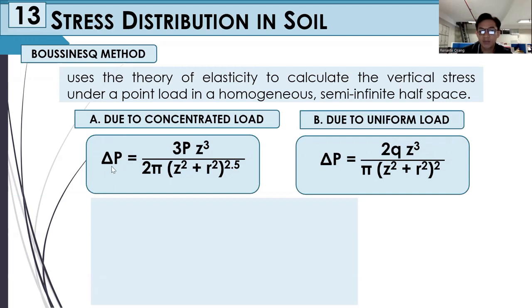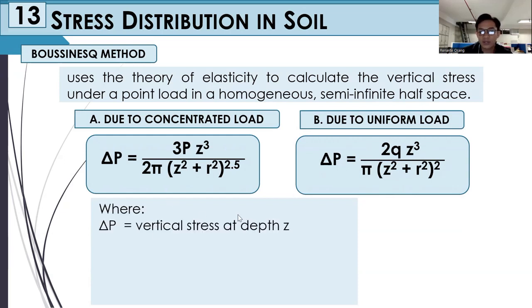So the increase in our pressure due to our concentrated load, yung formula po niya is 3P z cubed over 2 pi, open parenthesis, z squared plus r squared, close parenthesis, to the power of 2.5. So if our load is uniformly distributed, yung ating change ng ating pressure or increase ng pressure natin is 2q z cubed over pi multiplied by z squared plus r squared, then open and close parenthesis squared.